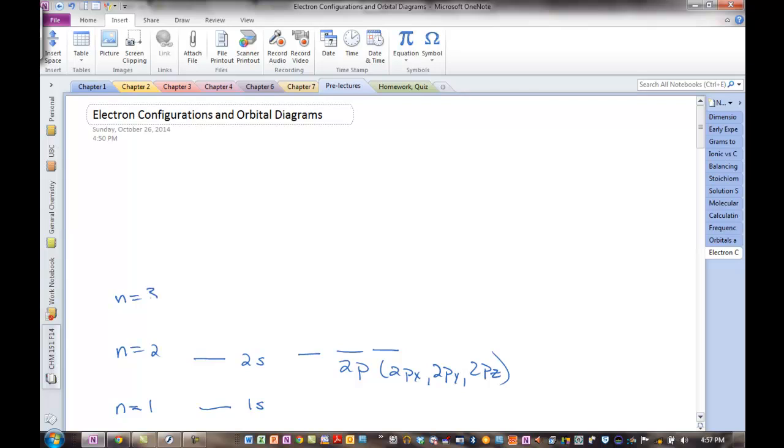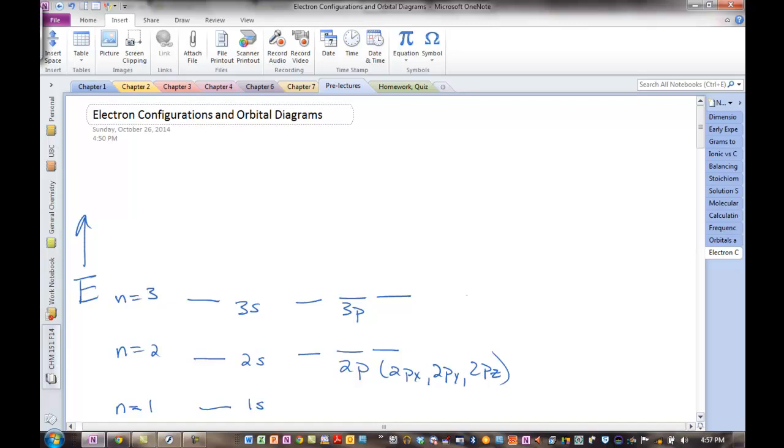Now we move up to n equal to 3. Again, we have an s orbital. We call it the 3s orbital. Remember, this is increasing energy, and it's also increasing distance of the electron from the nucleus. So the 3s orbital is larger than the 2s, which is larger than the 1s, and so on. We also have 3p orbitals, three 3p orbitals. And now we're into the third shell, the third energy level.